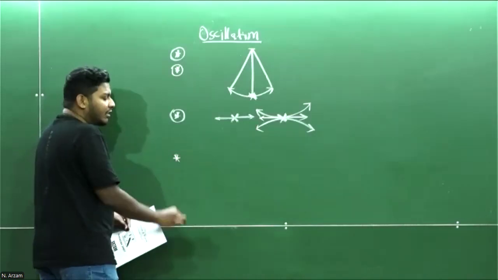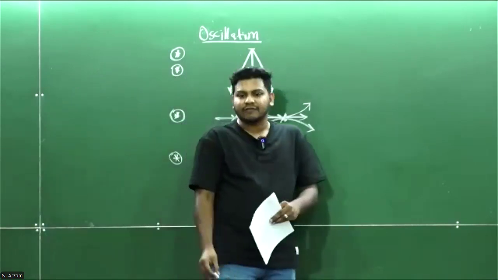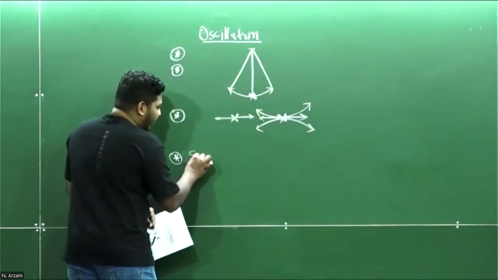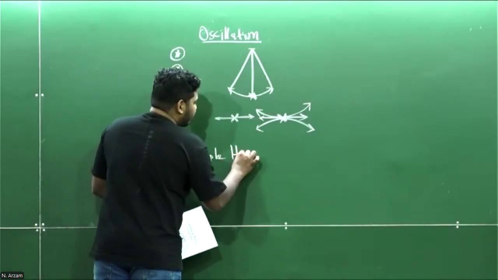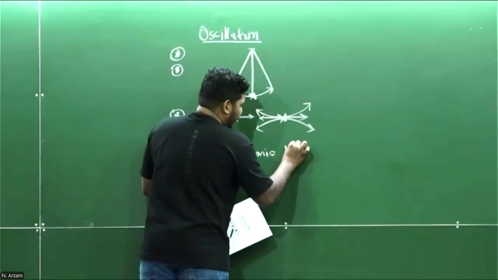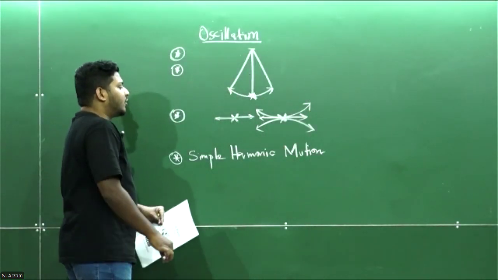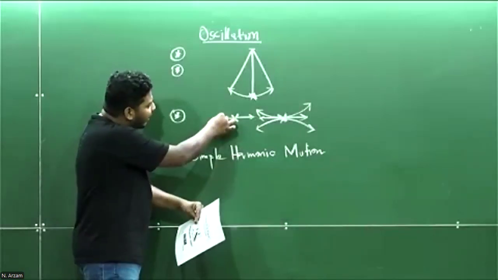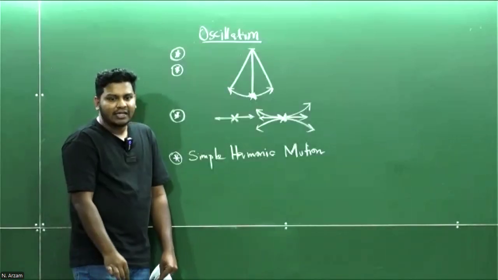The next one is very important. That is the one we studied in our last class, and we proved the equations as well. What is that motion? Simple harmonic motion. Very good. So if the oscillatory motion happens in a straight line, that is known as simple harmonic motion.